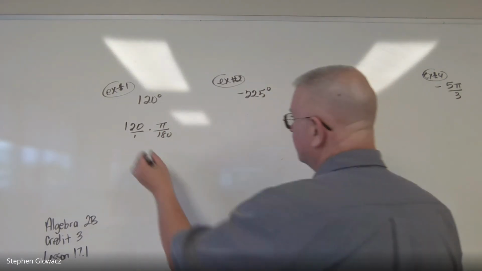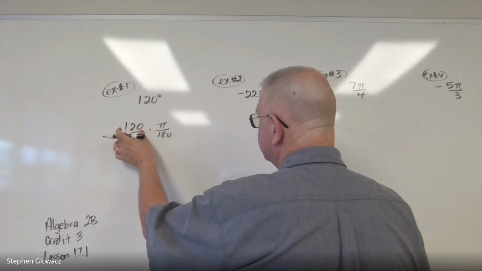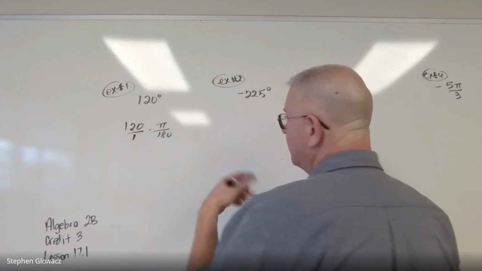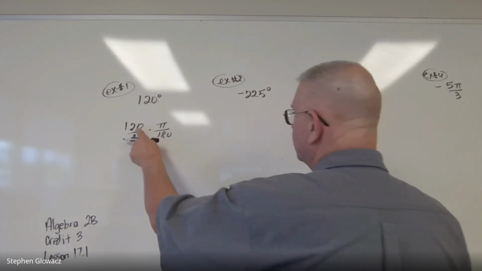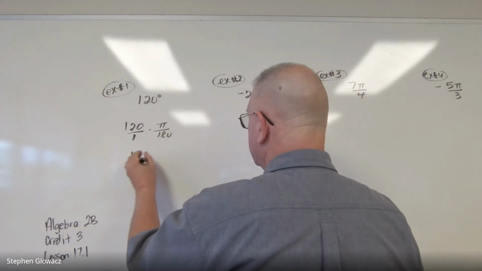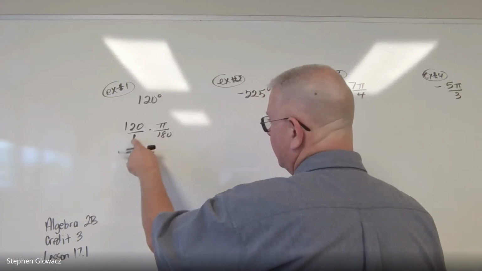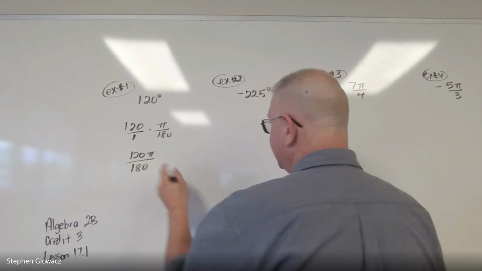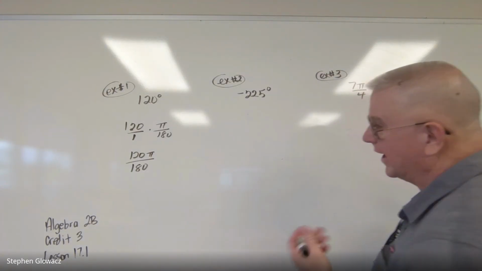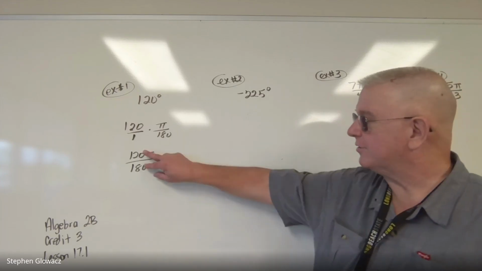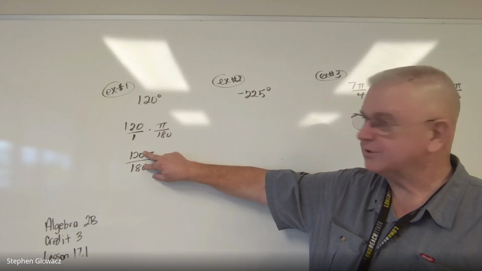And so we make the 120 a fraction. We can make any whole number a fraction by putting it over 1. And remember how we multiply fractions, numerator times numerator. So we have 120 pi, denominator times denominator, 1 times 180 is 180. Now, that is our answer in radians. However, we always want to see if we can simplify our answer here.